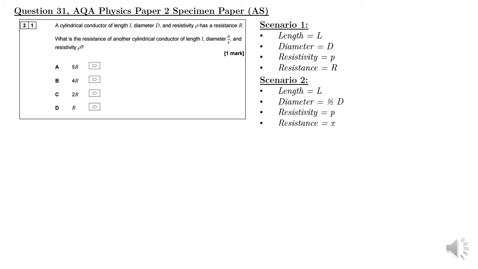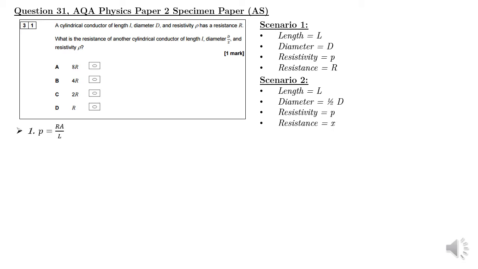So we can tell the first scenario will be what's listed in the first sentence. So length is going to be L, diameter is going to be D, resistivity is going to be P, and resistance is going to be R. But in the second scenario, it tells us everything is the same, except diameter is halved. So we do that. But we're trying to find resistance. So length is going to be L again, diameter is going to be half D, and resistivity is going to be P. But we're trying to find resistance.